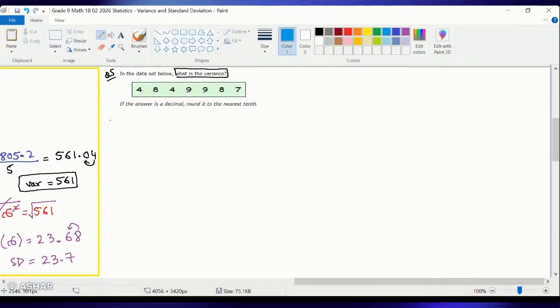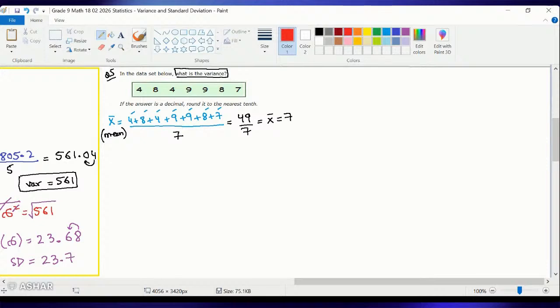Can we find the mean? 4 plus 8 plus 4 plus 9 plus 9, 8 plus 7. How many values were there? 1, 2, 3, 4, 5, 6, 7 values. So we simply divide by 7. Let's add: 4 plus 8 is 12, plus 4 is 16, plus 9 is 25, plus 9 is 34, plus 8 is 42, plus 7 is 49. It comes out to be 49 divided by 7. And we know that 7 times 7 is 49. So the mean comes out to be 7.